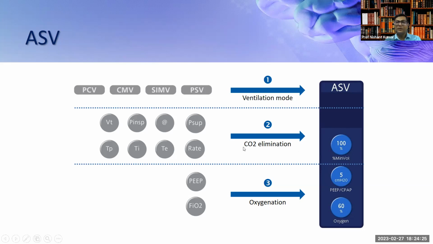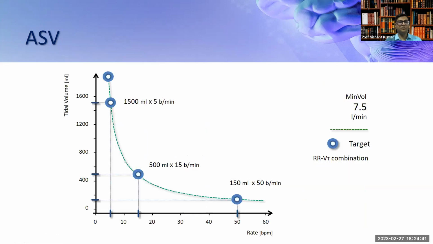Okay. Now, if the patient is not breathing at all, then we set it at 100% minute volume, so that the entire work is done by the adaptive support by the ventilator. And for oxygenation, as usual, as in other modes, we set the FiO2 and PEEP values.